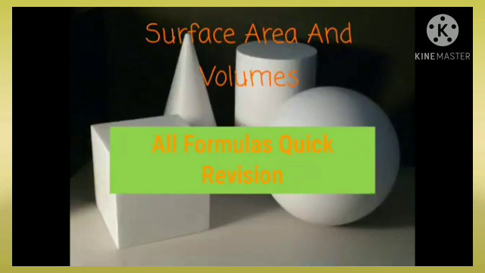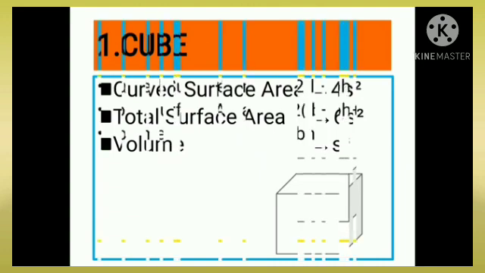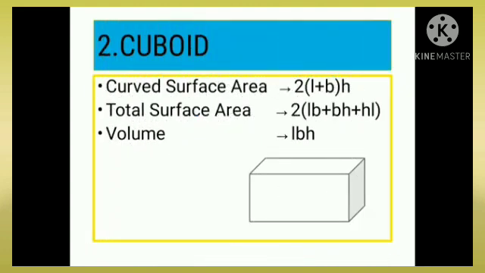Now students, we are going to see a quick revision of all formulas related to this lesson, surface area and volumes. To determine the surface area of an object formed by different solids, we know cuboid, cone, cylinder, sphere, hemisphere. We need the area and the volume of these objects, so here it is shown the different types of solids, what is the curved surface area, what is the total surface area, that we learnt in different classes.